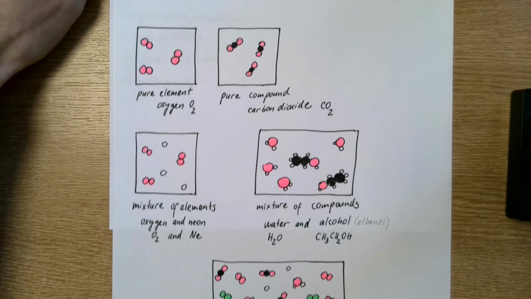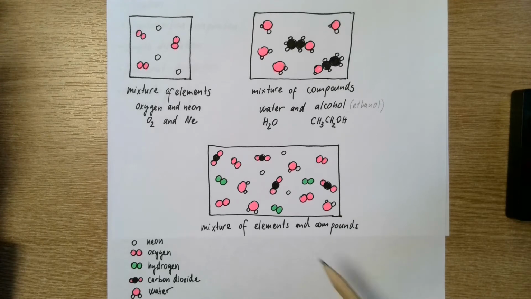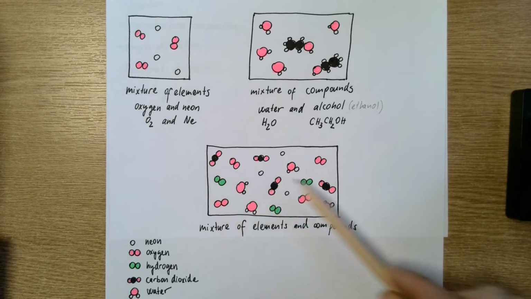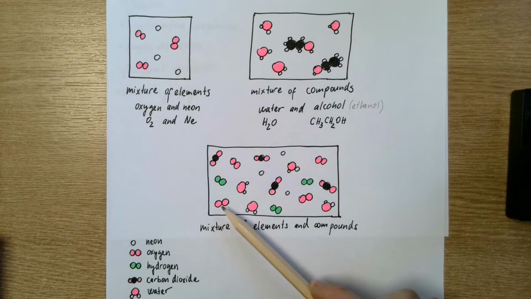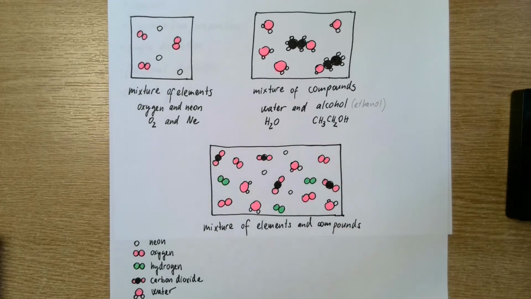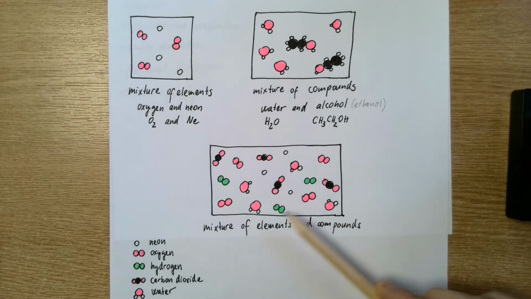Then we can actually have mixtures of elements and compounds. In this container we've got molecules of water, carbon dioxide, mixed in between neon and oxygen and hydrogen, so they are all mixed together, but as you can see they are not chemically bonded together. There are no bonds in between these compounds or elements, so they are all mixtures.